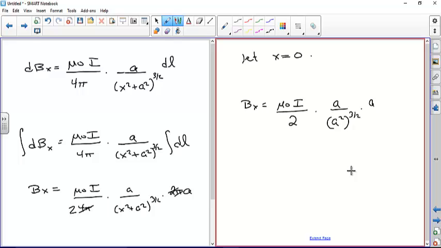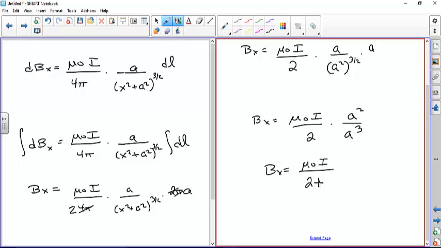And so if you take a squared to the 3/2 power, you've got 2 times 3/2. Multiply the exponents together because you've got one exponent raised to another exponent. So you end up with, in the denominator there you get a cubed, in the numerator you get a squared. And so if you simplify that down, you get one a still left in the denominator, so you get that.